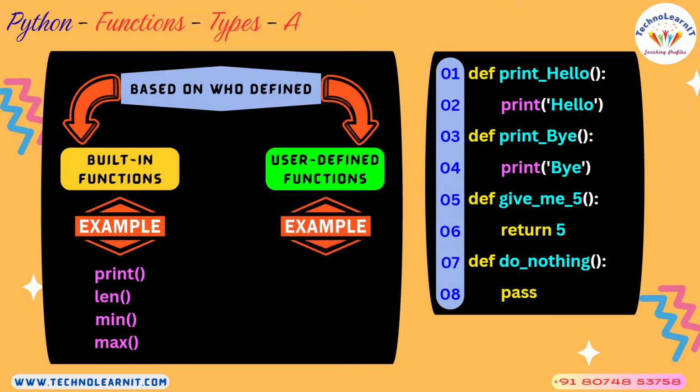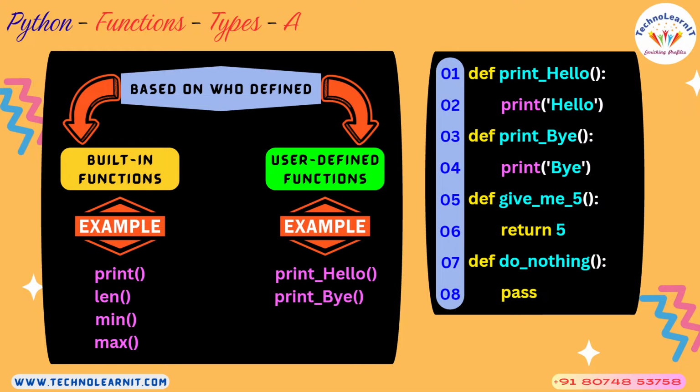All right. Next one is user-defined functions. What are user-defined functions? User-defined functions are the functions which are defined by the users or developed by the users. All these examples, print hello. Print hello is not part of Python, right? So it is what it is, a user-defined function, because you or some developer has written the code for that print hello function.